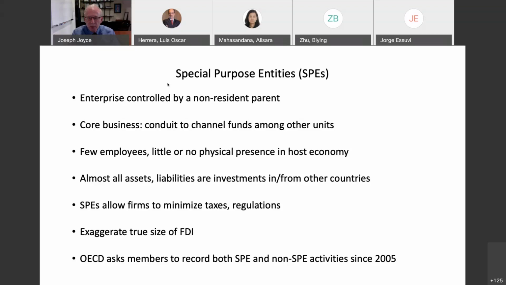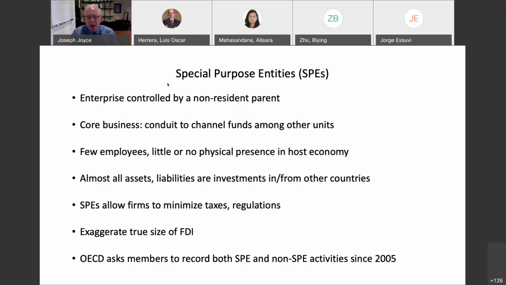So the OECD has been asking its members to differentiate between SPE and non-SPE activities since 2005. And compliance has been patchy. Not all countries have been doing that. Some countries claim they don't have any SPE activity. So we don't have the data we would like to really make a comparison.